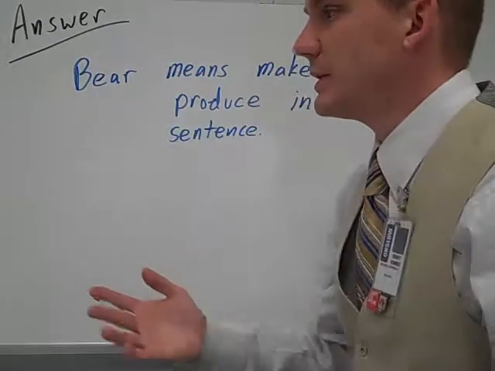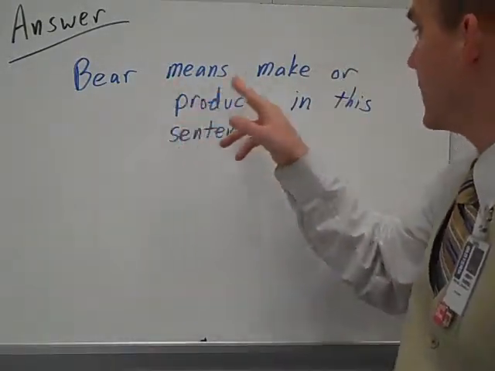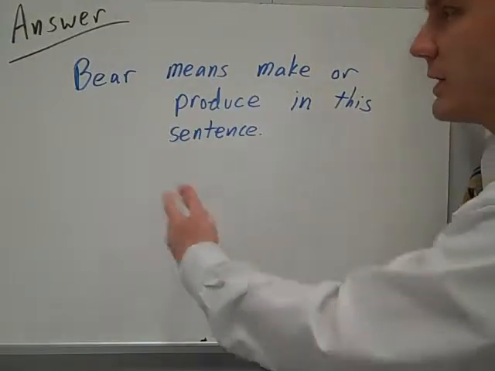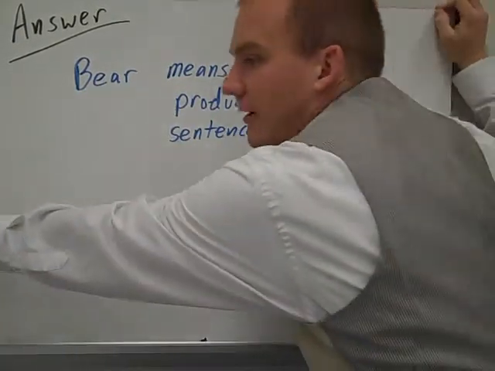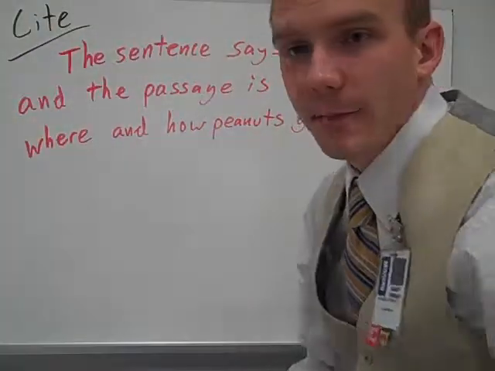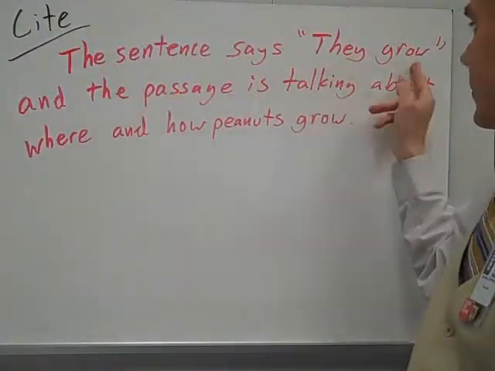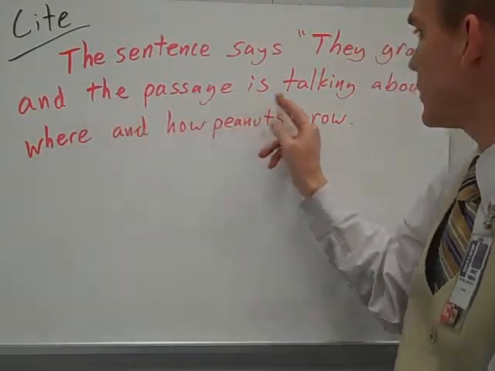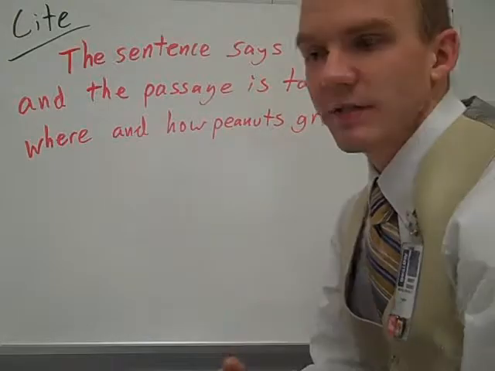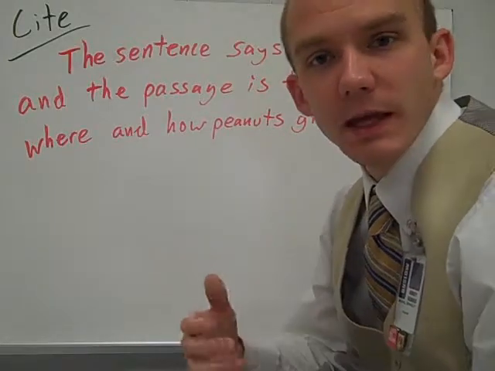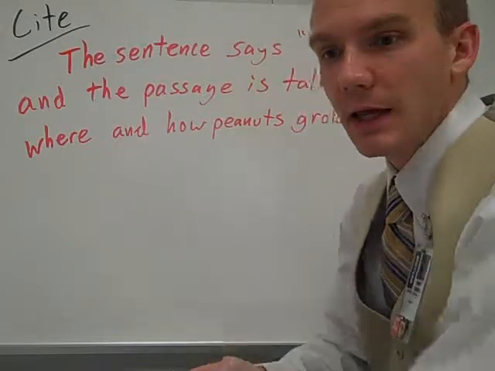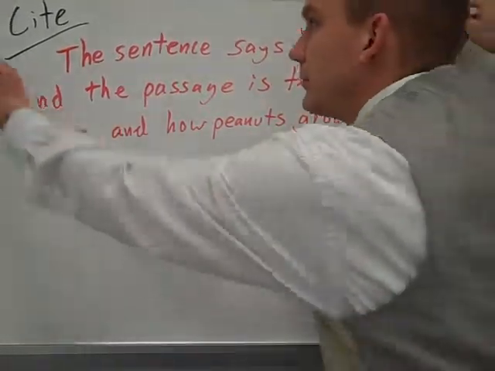Well, the answer that I came up with was bear means make or produce in this sentence. But I can't just skip to the answer. So a lot of times you have to do this a little bit out of order. Because really, here's why I thought that. The sentence says they grow, and the passage is talking about where and how peanuts grow. So because of that, I thought growing, kind of making. There's my evidence of what the passage says and what it's talking about that helped me come up with that answer.